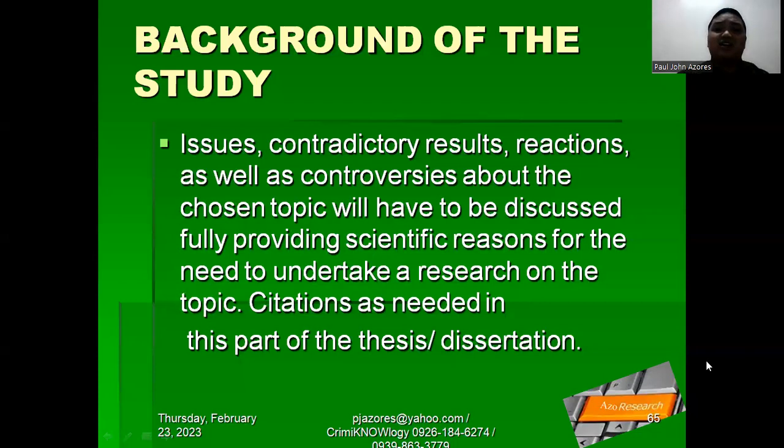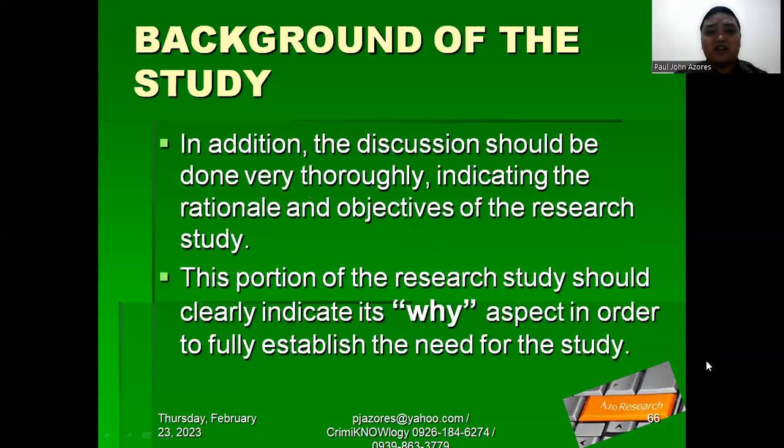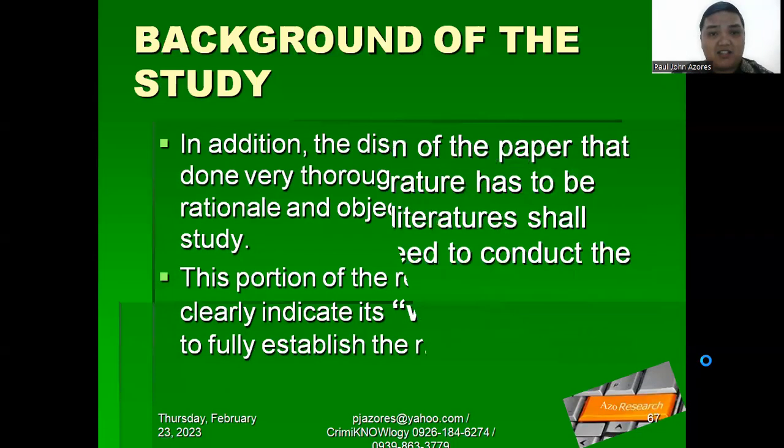Of course, citation is needed as part of this thesis or dissertation. That's why in here we can further strengthen that there is really a need for this study. In addition, the discussion should be done very thoroughly, indicating the rationale and the objectives of the research study. Of course, there is a problem, then what is our objective? We must establish our objective in the research portion, which is the background of the study. In this portion, we must answer the question why, in order to fully establish the need for this study. Remember, if it is a proposal, we are convincing our panel that there is really a problem, and we must tell them why we need to pursue, why they need to approve this study.